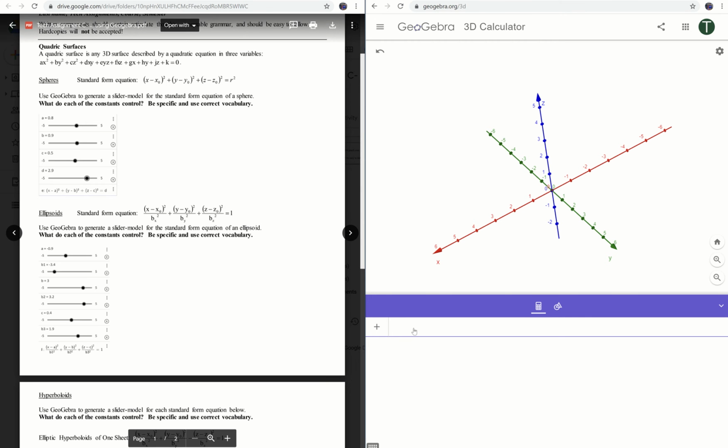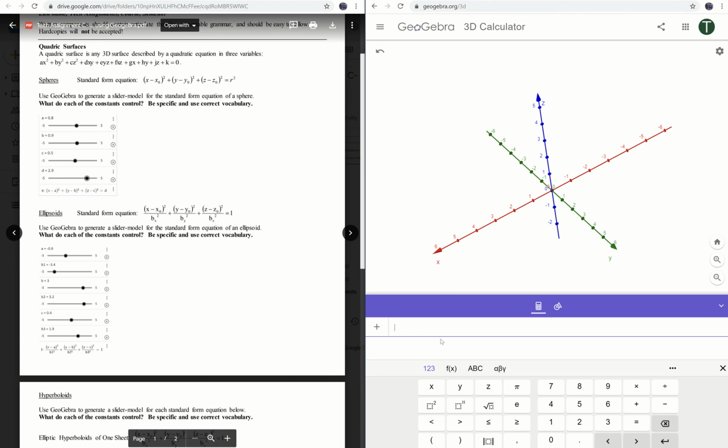So all you're really asked to do is pop in this equation. Most of the time it'll give you the equation in, or identify all the constants for you in the form of sliders. If not, then you might have to make the statement. But I'll type it in and we'll see how it goes.